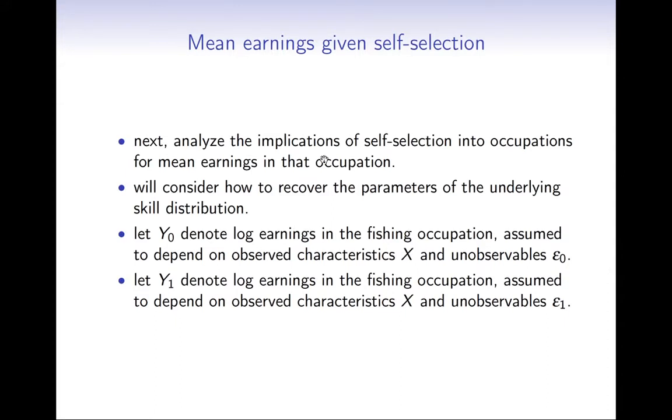All right, now let's look at how we're going to get the parameters of this model. We're going to look at the implications of self-selection for mean earnings in that occupation. We're going to denote log earnings in the fishing occupation by Y0 and log earnings in the hunting occupation, this should say hunting, by Y1.